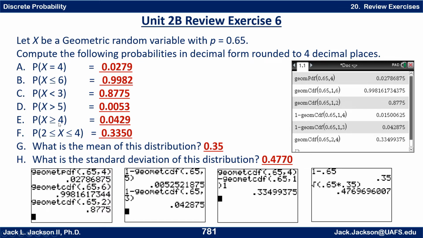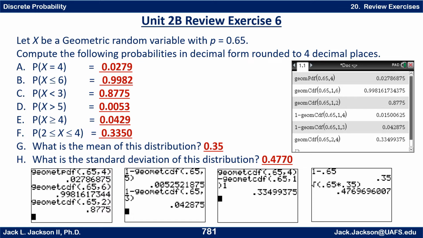Again, probability that x is greater than or equal to 4. That's going to be a 1 minus, because it's a right tail, the greater than. The CDF gives you the left tail. So we do a 1 minus geometric CDF. Now let's think about this a minute. Is the 4 included or not included in what we want? Is it included or not included in what we subtract?